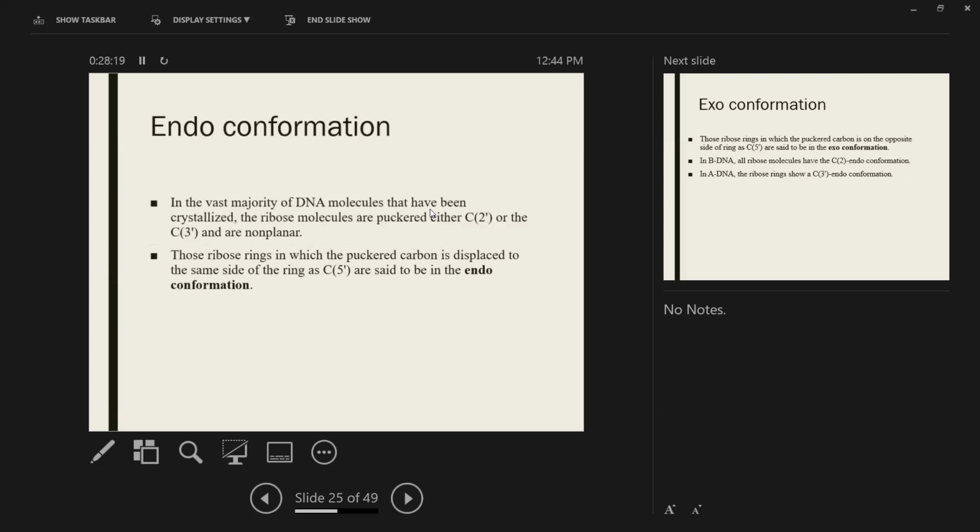So the majority of your DNA molecules, at least those that have been crystallized, the ribose is puckered, and it's either C2 or C3 that's puckered, which makes sense. Those are the two carbons that have the most freedom. The others are involved with bonds to either the base or to another phosphate. So C2, C3 are less constrained. Now, if the C2 or C3 are puckered to the same side of the ring as C5, that's the endo configuration. If they're puckered away from C5, they're in the exo configuration.